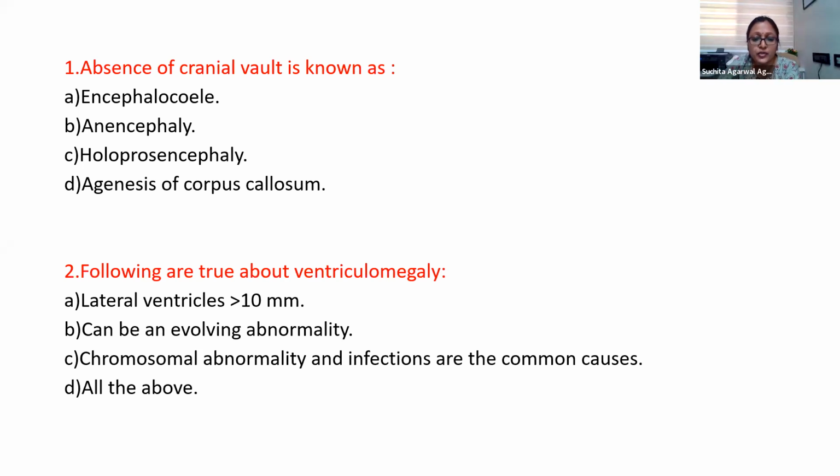Following are true about ventriculomegaly. The lateral ventricle should be more than 10 millimeter. It can be an evolving abnormality. Chromosomal abnormality and infections are the common causes of ventriculomegaly, or all the above? All the above. Correct. So the correct answer is D, all of the above. Okay, let the participants put it in the chat box. We won't discuss. Next question.